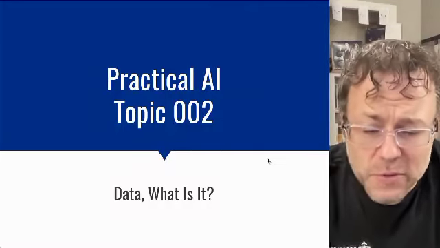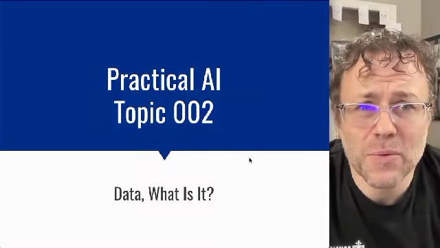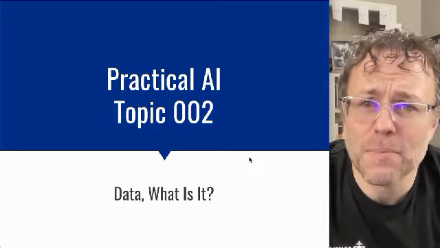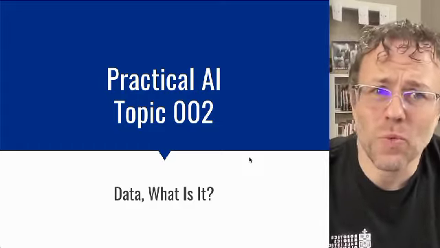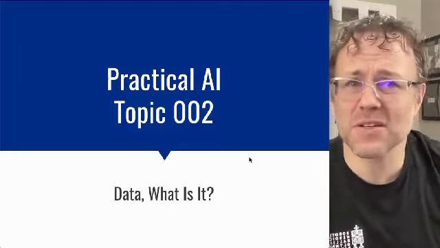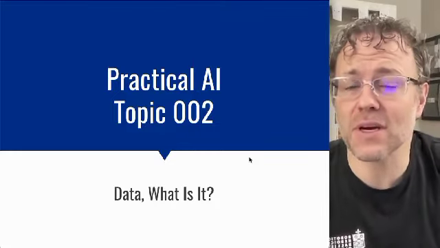So we've covered artificial intelligence and machine learning. We're going to need to think about data next: what data is, what we look at for data, and how we might use that in a machine learning process.